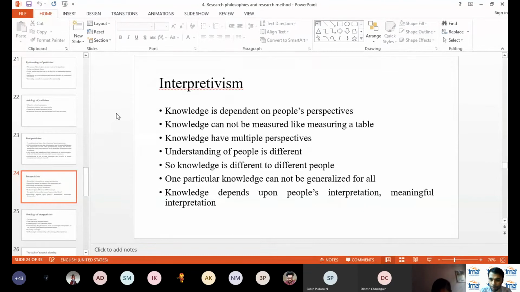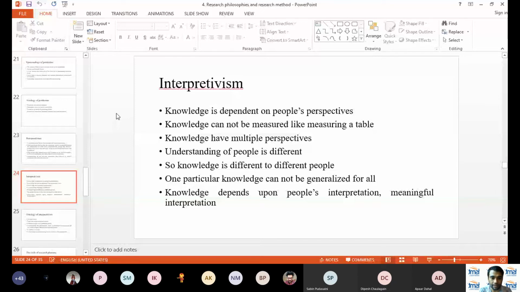Knowledge is dependent on people's perceptiveness. Knowledge cannot be measured like a measuring table. Knowledge has multiple perspectives. The understanding of people is different, so knowledge is different to different people. One particular knowledge cannot be generalized for all. Knowledge depends on people's interpretation, a meaningful interpretation.